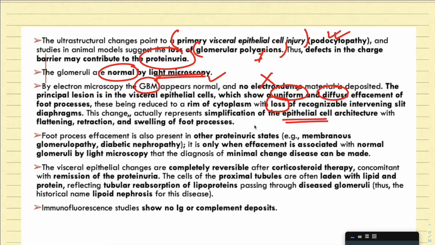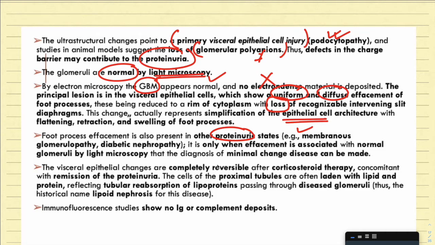Now foot process effacement is also present in other proteinuric states. For example, in membranous glomerulopathy, as we just read, some amount of effacement of the foot process is also present. So it is not a very specific finding for minimal change disease, but foot process effacement along with completely normal light microscopic findings is in favor of minimal change disease.